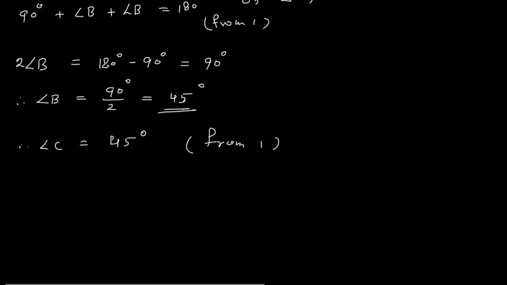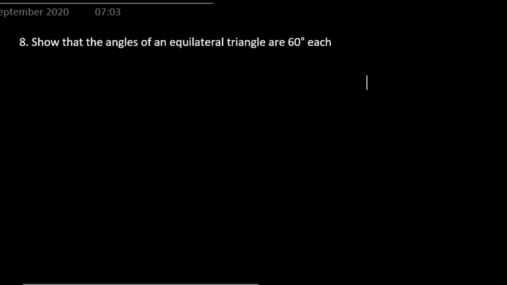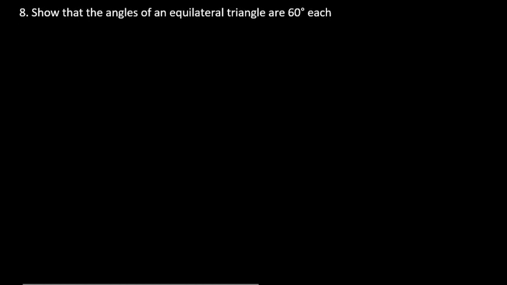Now the 8th problem. Show that the angles of an equilateral triangle are 60 degrees each. We have to show that for an equilateral triangle each angle is 60 degrees. First you have to know what an equilateral triangle is. An equilateral triangle is a triangle in which all 3 sides are equal. Here I will draw one triangle. In this triangle ABC, the lengths of AB, BC and AC are all equal.